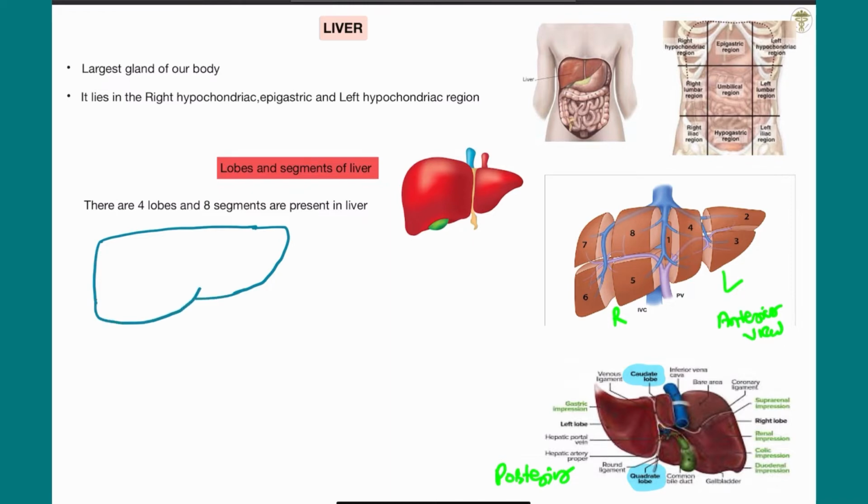This is the part of the liver. Here are three hepatic veins passing through it. Here the inferior vena cava is present, and three hepatic veins pass. It's one, two, and three hepatic veins.